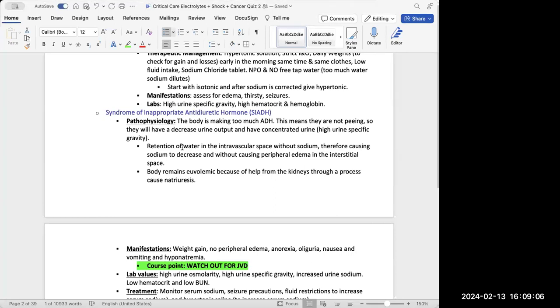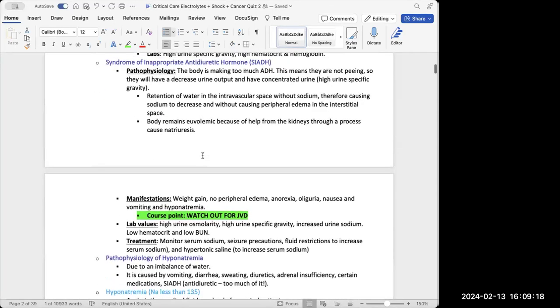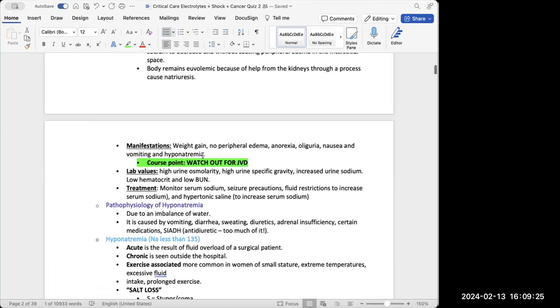Thank you. Okay. And just, sorry, just real quick. So for SIADH, we want to look out for cerebral edema. Yeah, that's a potential problem that they can get because of the hyponatremia. That could lead to the seizures. But they're not going to have peripheral edema. They're not going to have that.